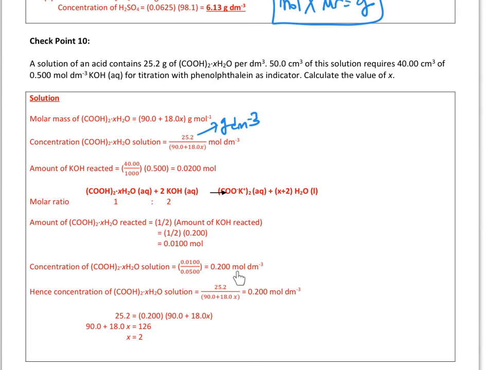After you get the concentration already, can I say that this also represents your concentration? So this concentration, you go to 0.2. This one is obtained from earlier. So you cross multiply, solve x, and it equals 2. And that's how you solve the answer.